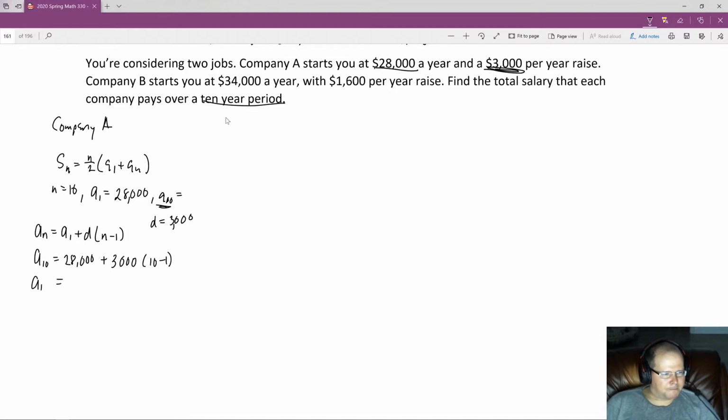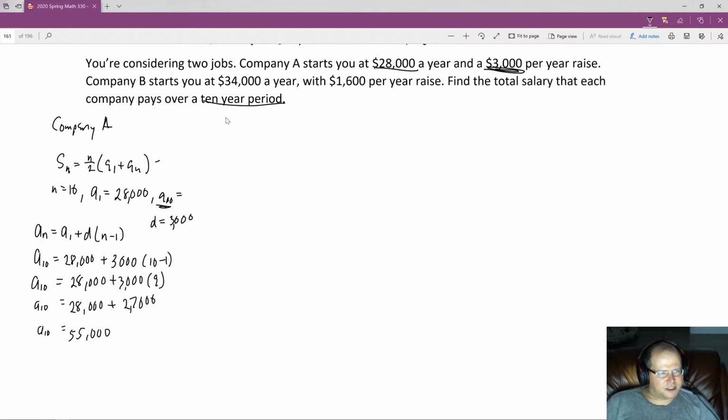So we plugged everything in. Now we simplify. So we keep the 28,000, and we are adding 3,000 times 10 minus 1, which is 9. Which gives me 28,000 plus 3,000 times 9 is 27,000, which gives me 55,000.